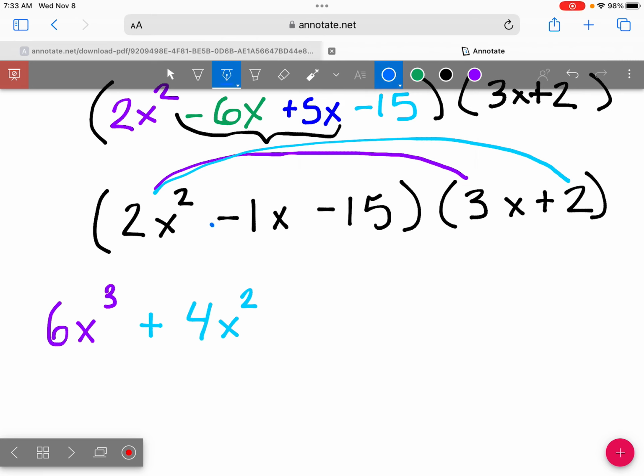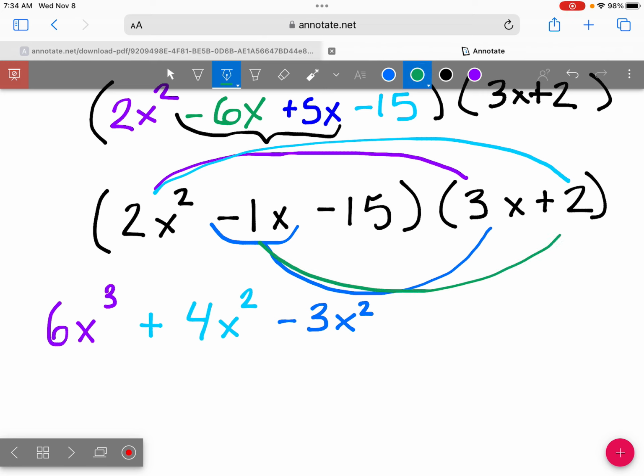Then we're going to take the 1x, the minus 1x times the 3x, and we get minus 3x squared. And then we're going to take our minus 1x times the positive 2 to get minus 2x.